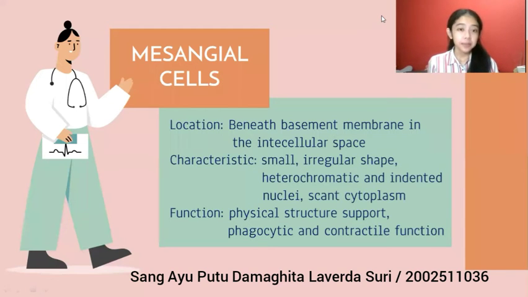So next, let me explain about the mesangial cell. It is located beneath the basement membrane in the intercellular space, opposite from the podocyte. It has a small, irregular shape, heterochromatic and indented nuclei, and a little bit of cytoplasm. The main function is physical structural support for the glomerular capillaries. Other than that, it also has phagocytic and contractile functions.